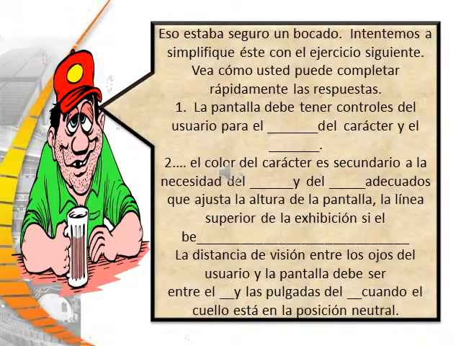Okay, let's try to simplify our previous screen with some quick questions. The screen should have user controls per character blank and blank. The blank character color is secondary to the need for adequate blank and blank. When adjusting the screen height, the topmost line of the display should be blank. The viewing distance between a user's eyes and the screen should be between blank and blank inches when the neck is in a neutral position.